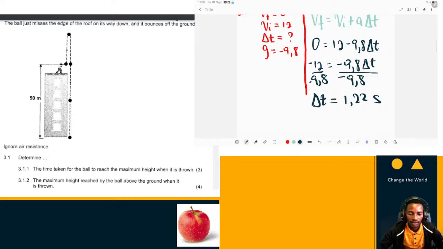All right, so the next question, determine the maximum height reached by the ball.